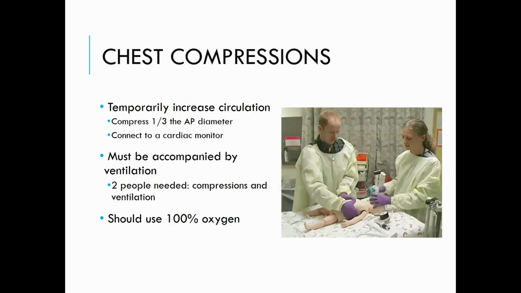So how do you do appropriate chest compressions in a newborn? You always want to make sure you're compressing 1/3 of the AP diameter. And at this point, the baby should also be connected to a cardiac monitor. And then, like I said, it should be accompanied with ventilation. You will need 2 people at this time, 1 person doing compressions, 1 person doing the ventilation. And you should be at 100% oxygen when you're ventilating the baby at this point.